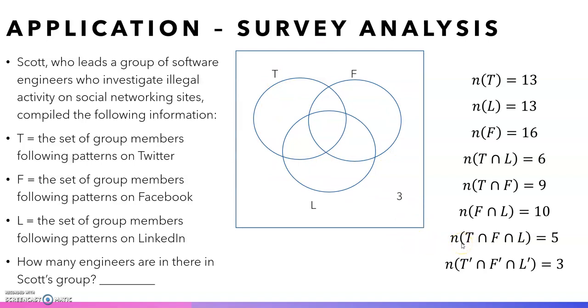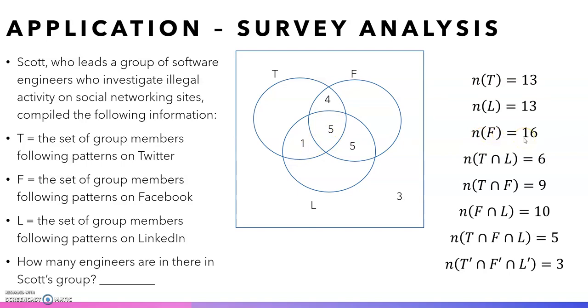The intersection of Twitter, Facebook, and LinkedIn is 5. Right here in the middle, we're going to put a 5. Intersection of Facebook and LinkedIn is 10. We already have 5, so we need another 5. Intersection of Twitter and Facebook is 9. We already have 5, so we need 4. Intersection of Twitter and LinkedIn is 6. We already have 5. We need 1 more.